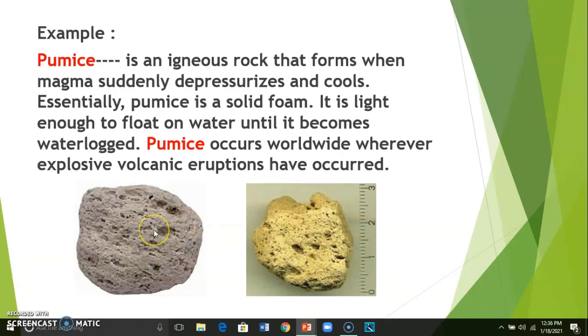Just write the name. So for the granite, write the name granite. Then for pumice, write also the name pumice.